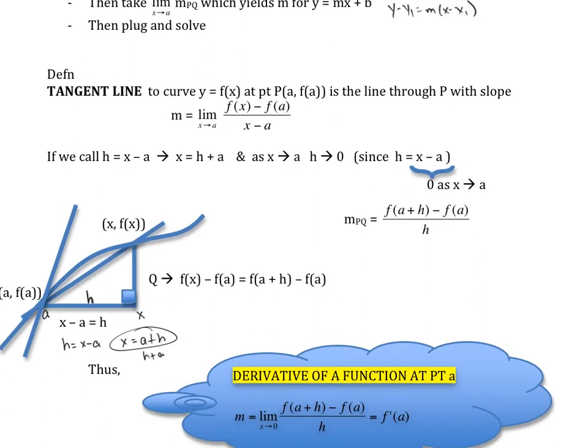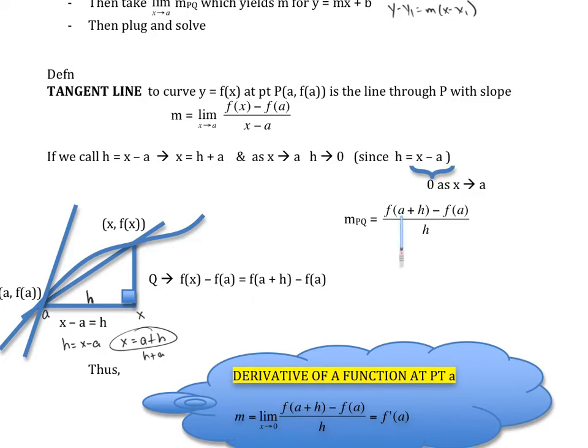So that tells me that as x goes to this a value, h will go to 0. Do you understand what I'm saying by that? Since h is x minus a, as x gets closer to a, these two will be the same value. h will go to 0. So as x gets closer to a, look at it here visually, that distance h becomes 0. Since I want the limit, I'm going to try to get the limit as h goes to 0.